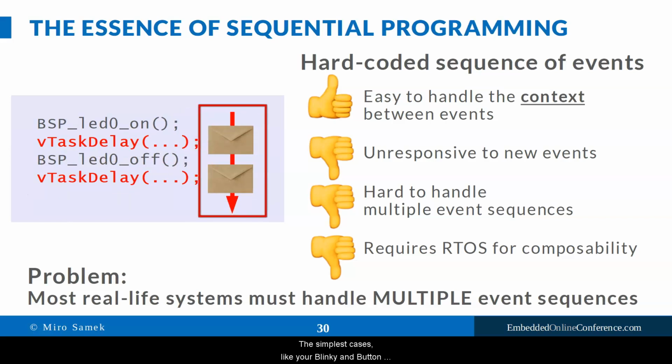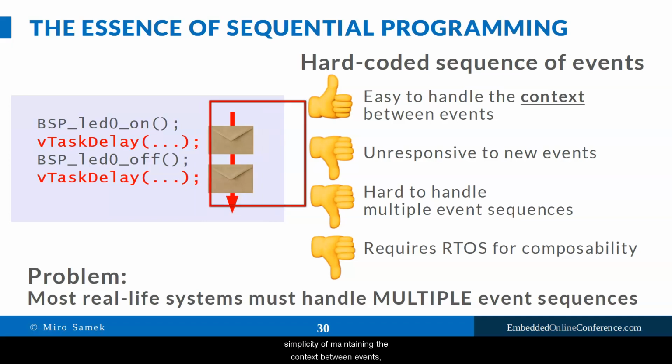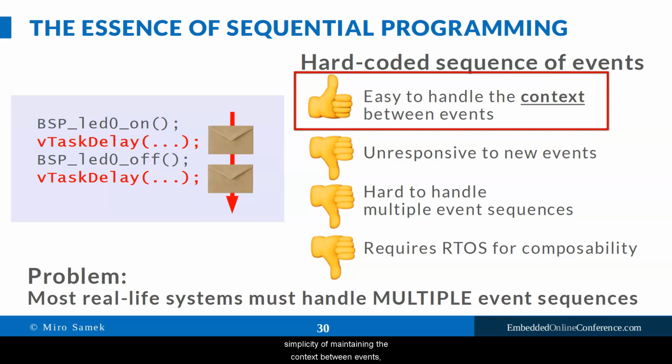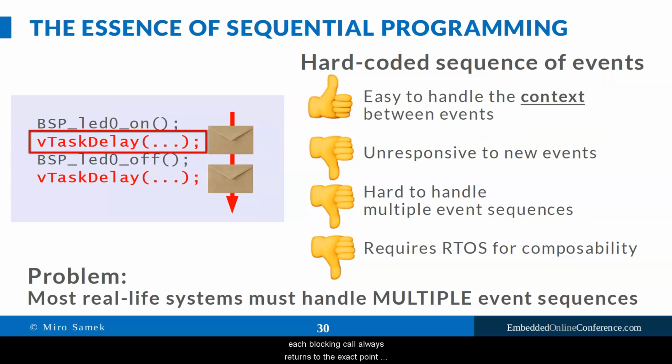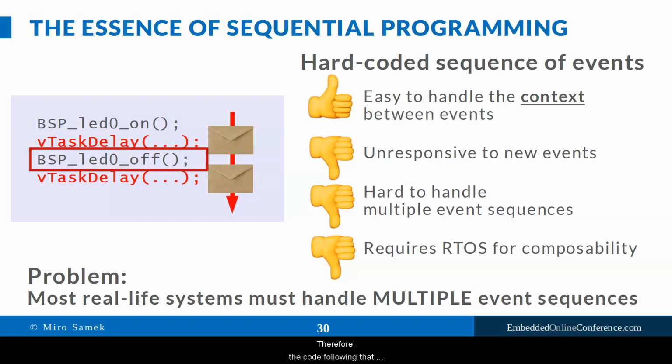The simplest cases, like your blinky and button threads, hard-code only a single sequence of expected events repeated forever. The main advantage of sequential code is the simplicity of maintaining the context between events, because even though an RTOS can execute a lot of intervening code while a given thread blocks, each blocking call always returns to the exact point where it was originally called from. Therefore, the code following that blocking call can simply handle the event knowing that it must have arrived in the context of the hard-coded sequence.